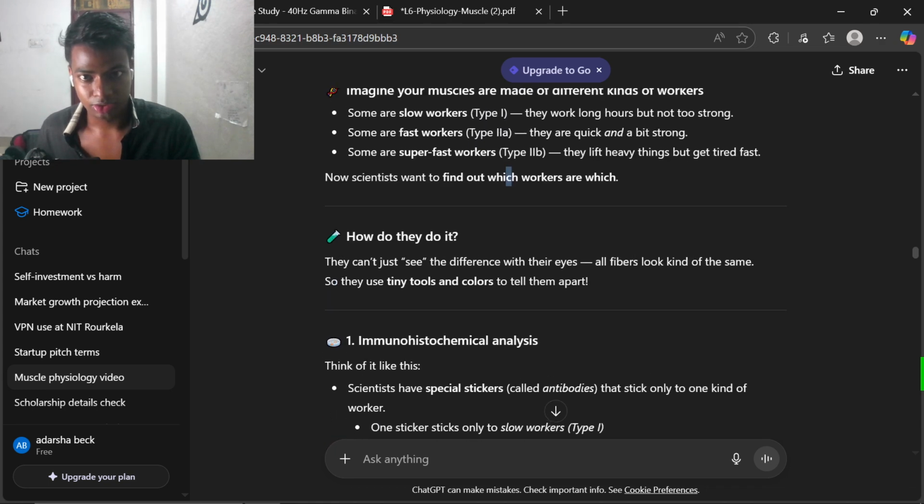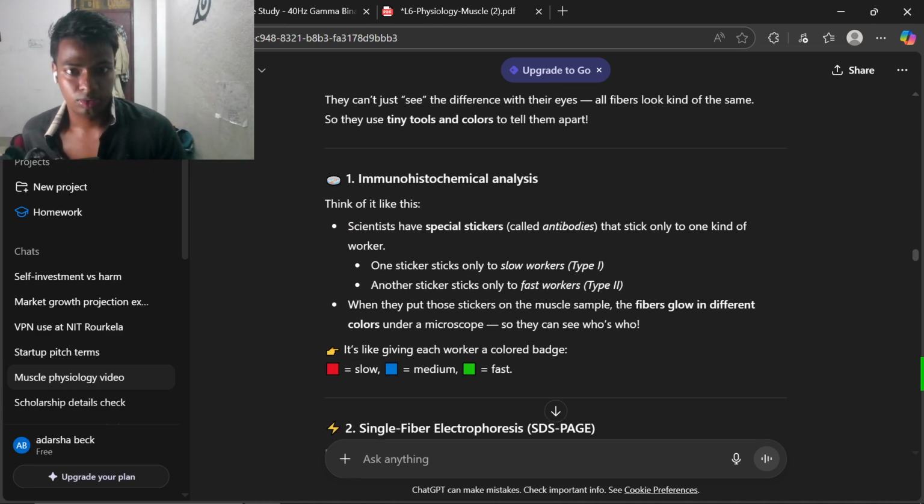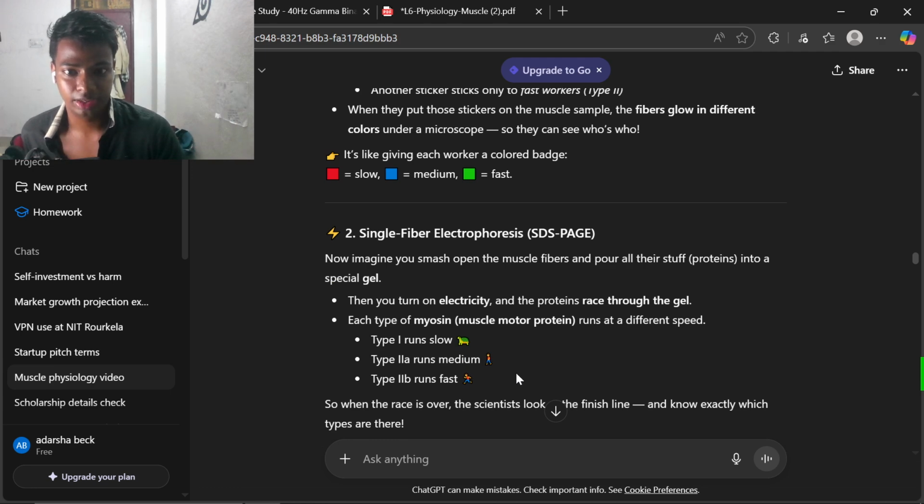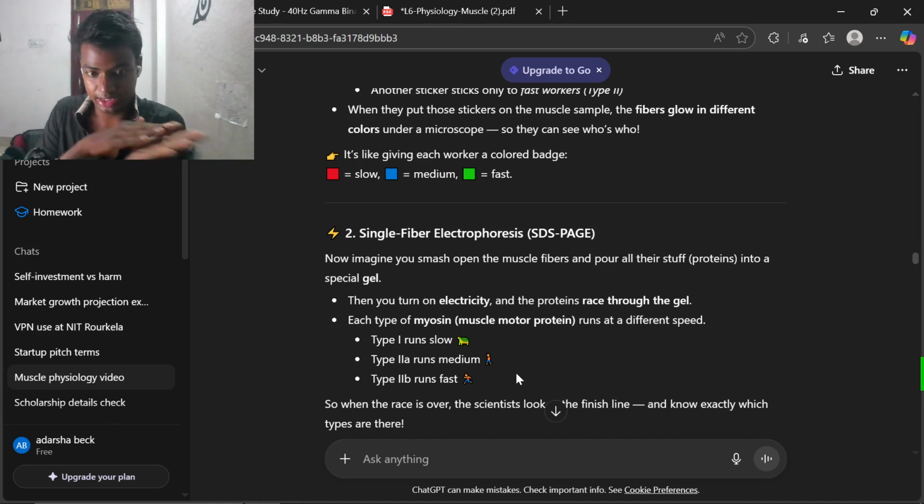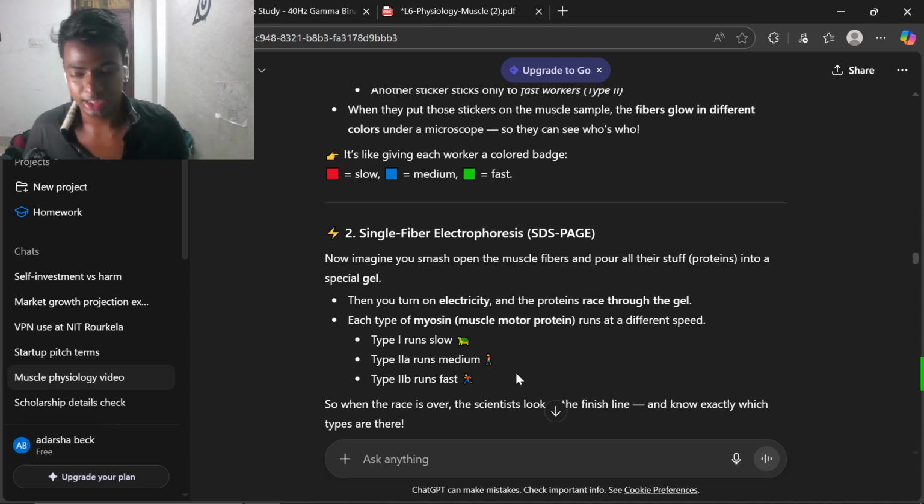So there is slow, there is fast, there is super fast. Scientists have special stickers called antibodies. They stick only to the slow worker, and another sticks to the fast worker. There are two types of stickers. You can remember them as color patches: slow as red, medium as blue, fast as green. When you put all the muscle fibers into a special gel, you put it in and you will get a result.